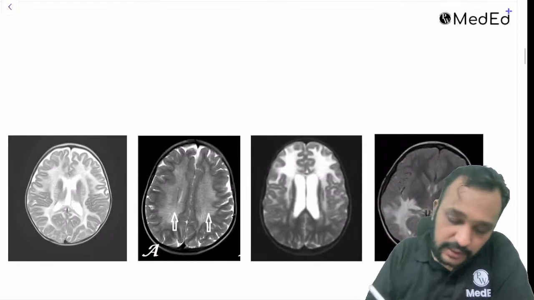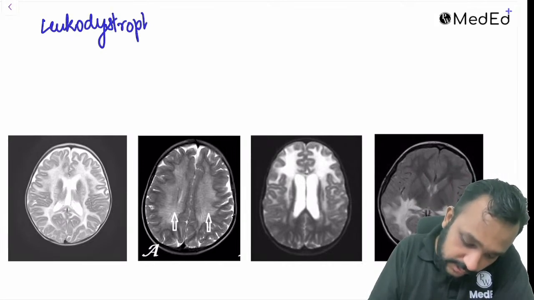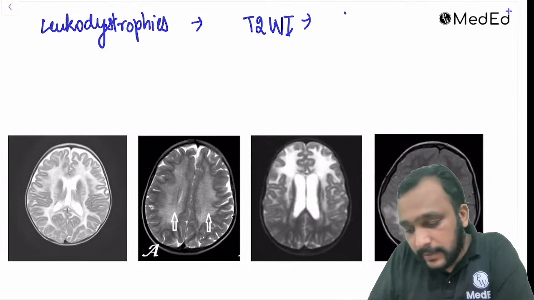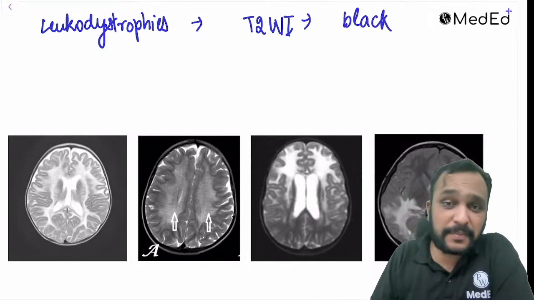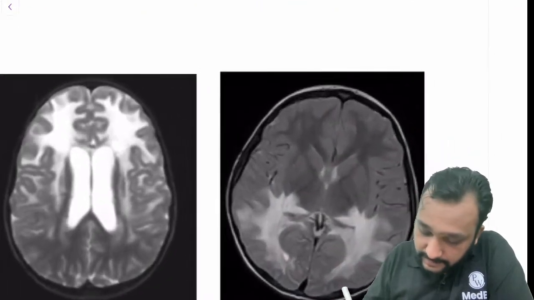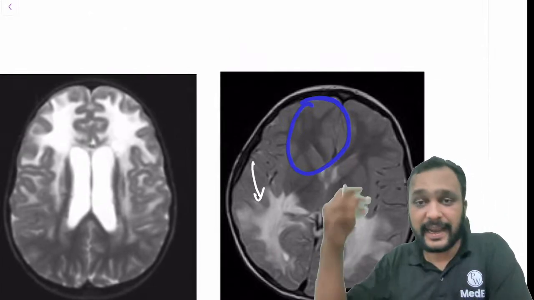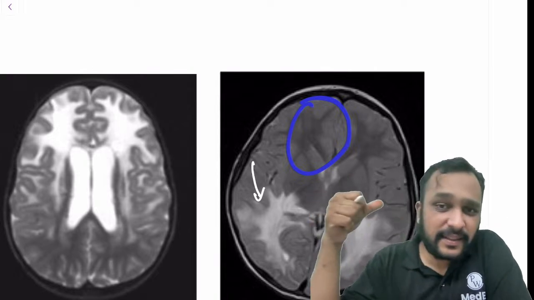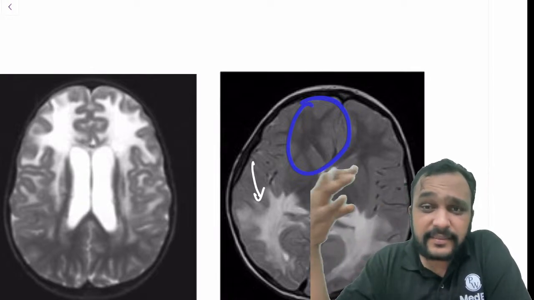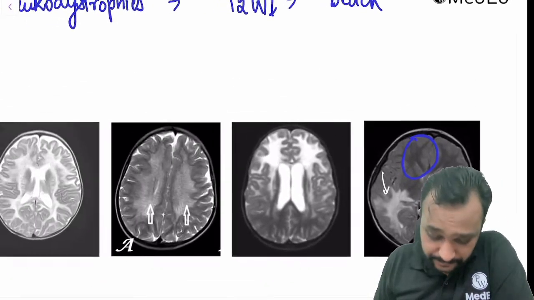Very good, very good. Now let us talk about few important leukodystrophies. So guys, I told you that on T2 weighted image, a normal white matter appears black. Normal white matter appears black. Just have a look at this image. This is the normal white matter. But if the white matter is appearing bright, as it happens in demyelinating disorders, as it will happen in the leukodystrophies, it means that is the case of abnormal white matter.